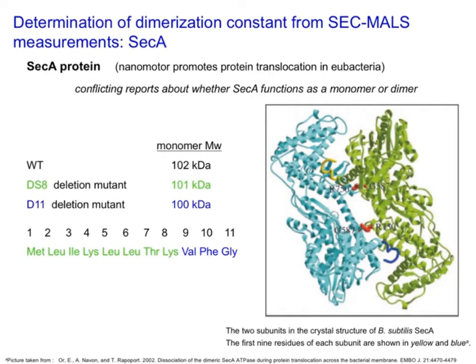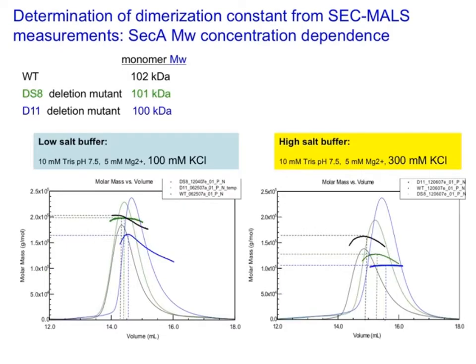We use this approach to study the effects of N-terminal deletion on the dimerization constant of SecA protein, which is a nanomotor protein that is involved in protein translation in eubacteria. Based on the crystal structure, the N-terminal portion of SecA is involved in the dimer interface. Thus, the 2 deletion mutants that are lacking 8 or 11 N-terminal amino acids were subjected to dimerization constant analysis along with the wild-type protein.